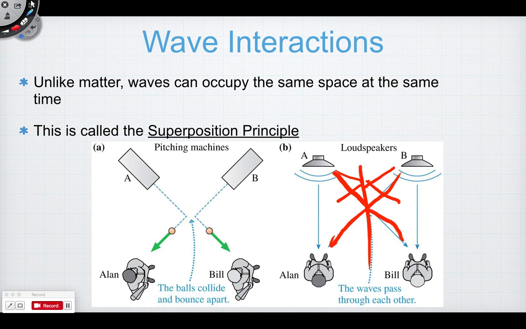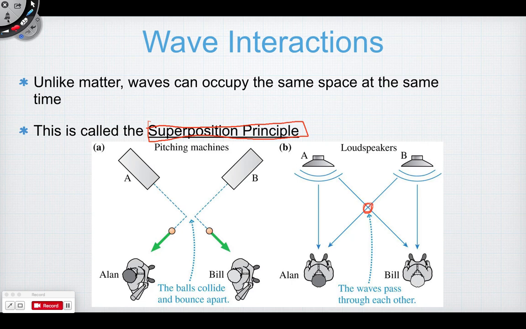But that is not true, as is evident by what I hear in my class all day long. I can hear anybody anywhere in the classroom. That sound does not bounce off of each other like a baseball would. They just continue on their path. And right here, those two sound waves occupy the exact same space. This is called the superposition principle. They can both be in the same position, and they can overlap with each other.